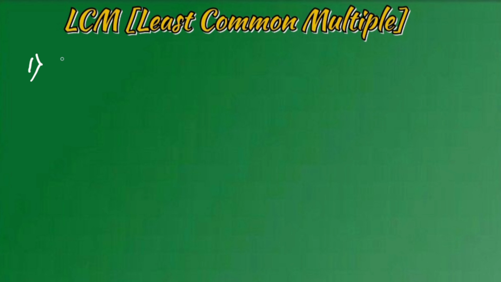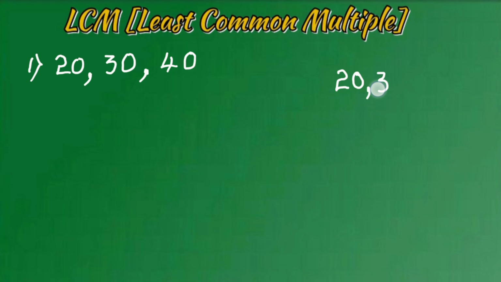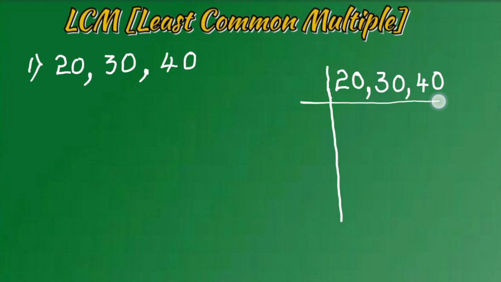So here let us find the LCM of the given numbers, that is 20, 30 and 40. To find the LCM of 20, 30 and 40, we have to divide all of these numbers by any number. Let us divide all the given three numbers at the same time, that is 20, 30 and 40. We can start from the smallest number also. Let us divide them by 2.